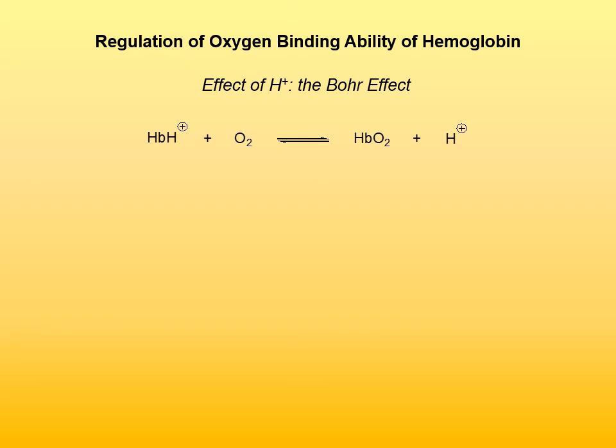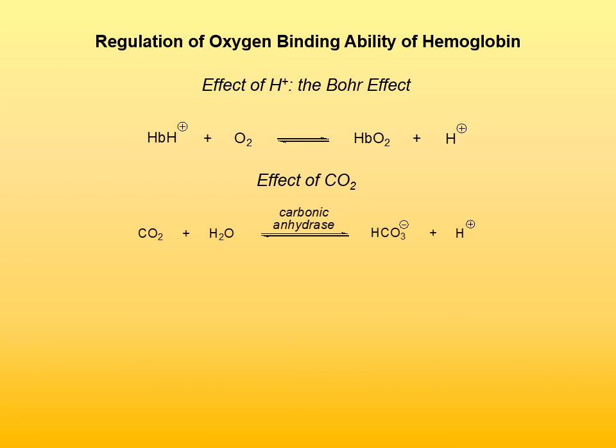That's simply Le Chatelier's principle. And so this reduced affinity of hemoglobin for oxygen at low pH is called the Bohr effect. One variation on the Bohr effect is the effect of carbon dioxide.